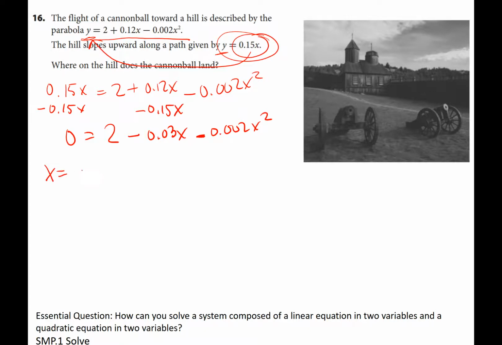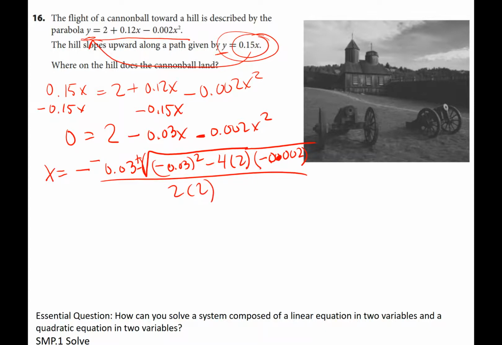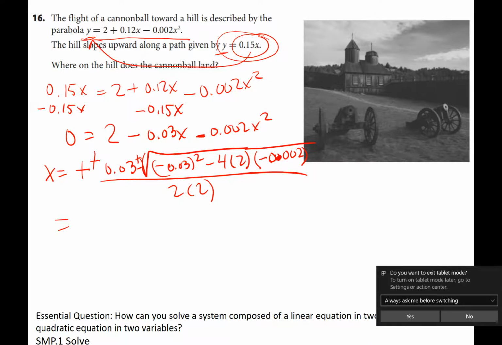So I'm going to go x equals negative, my b value is this negative 0.03 plus or minus the square root of negative 0.03 squared minus 4 times 2 times negative 0.002, all over 2 times the 2a. At this point, I would put this all into my calculator. So let's go ahead and do that together and see what we get. And remember, we can't put in the plus minus. We only can put one of those at a time, but we're going to try to take some shortcuts on it with the graphing calculator, okay?